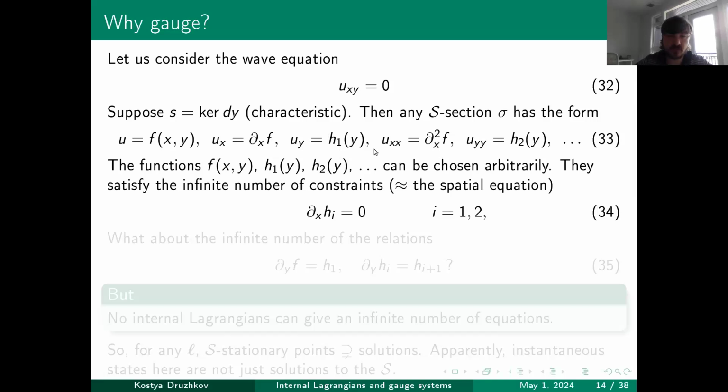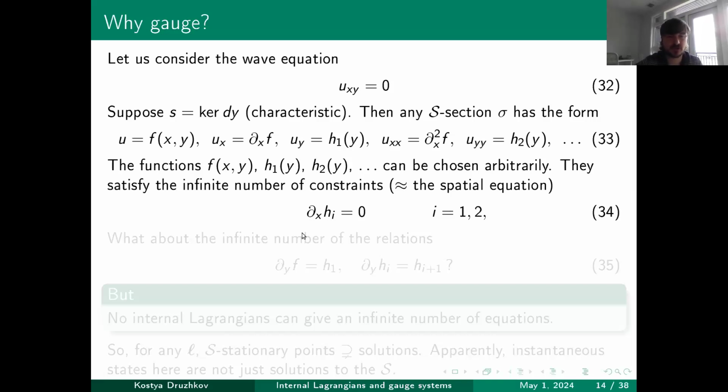We only have to take functions of y only, of one coordinate. But these functions can be chosen arbitrarily. And here we have the infinite number of such functions. And this is quite a huge problem, actually, because here we have infinite number of almost arbitrary, half arbitrary functions, because they are functions of one variable only. And these functions are nothing but solutions to our spatial equation. They satisfy the infinite number of constraints given by the formula 34. And these constraints are almost the same thing as the spatial equation.